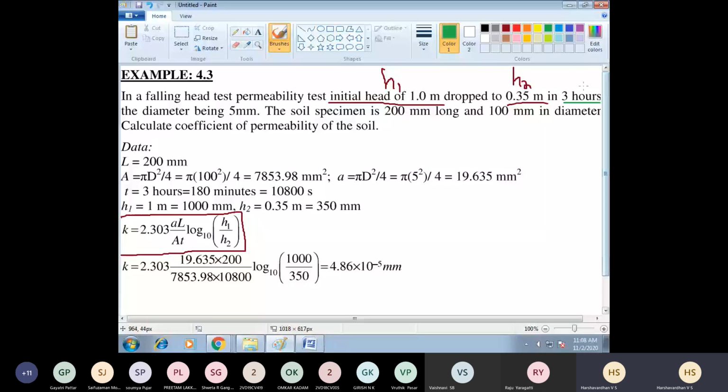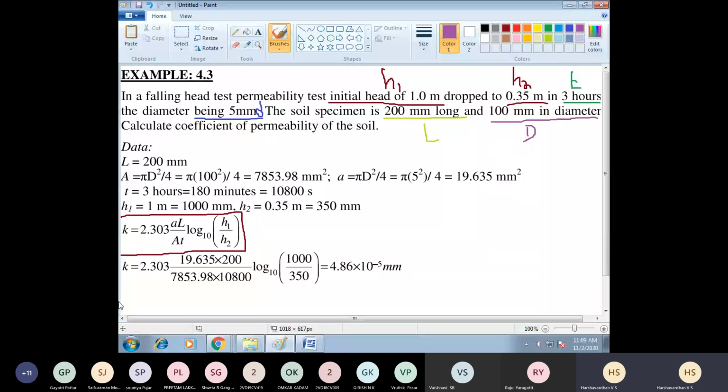So this is my time t. Next, the diameter being 5 mm. So this is my diameter. The soil specimen is 200 mm long. So this is length of the soil and 100 mm in diameter. So this is diameter of soil.